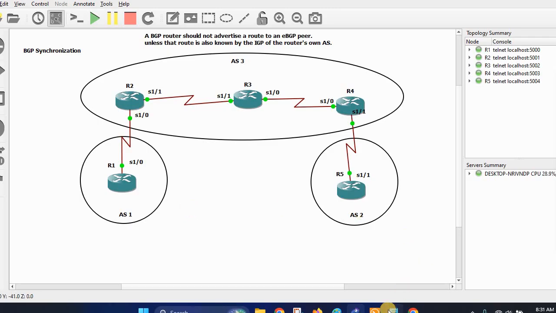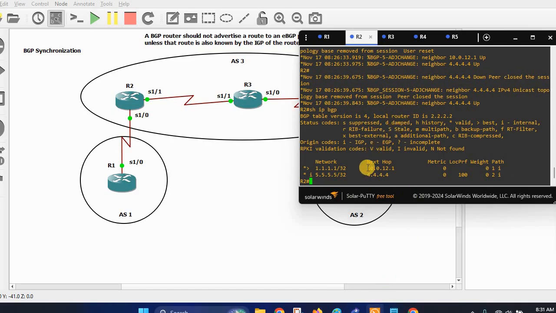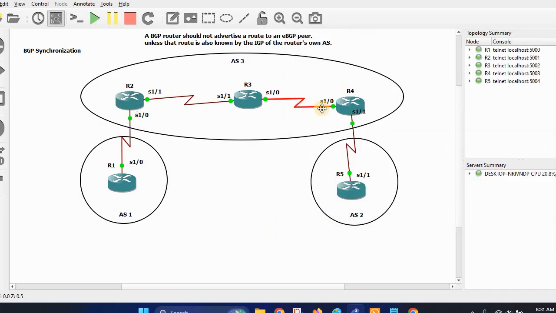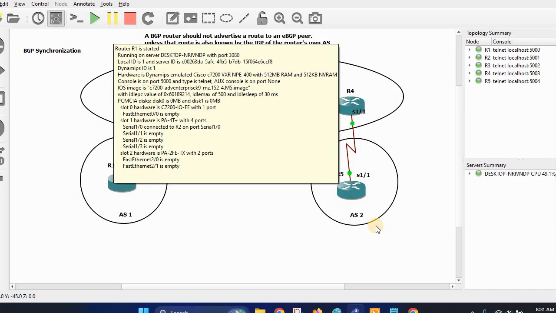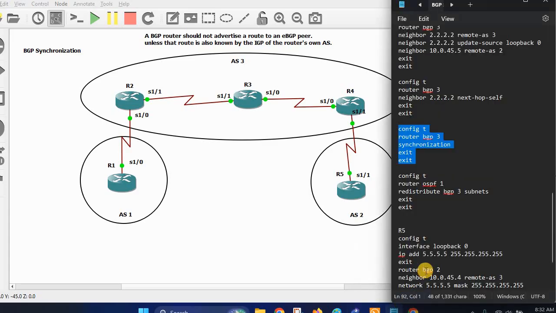Now we will show some extra points. This is also very important. We enabled the synchronization, and now we are going to disable the synchronization and check the reachability. After we disable the synchronization, R1 will get the R5 update, and R5 will also get the R1 update. We will check the reachability. There is some step in that reachability, so how to do that step, we will check that also.